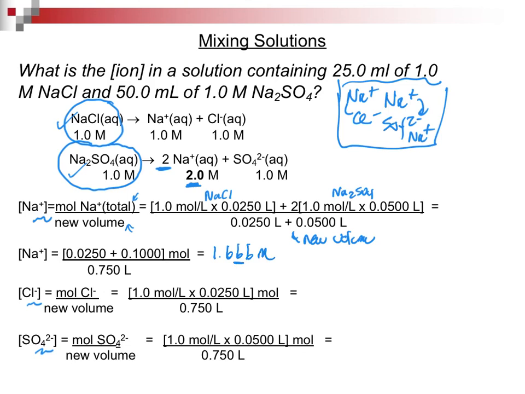The anions are much easier. They only have a single source. Here I have my moles of Cl- for my new volume. Here is what I'm getting from NaCl, the number of moles over the new volume. Numerically, it comes up with 0.333 molar. And for my sulfate, I do the same calculation, and I am again using just the individual sulfate, and I come up with 0.666 molar.